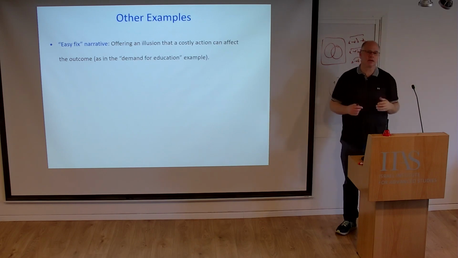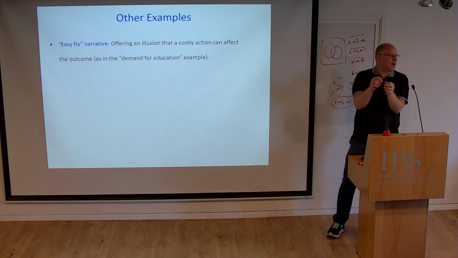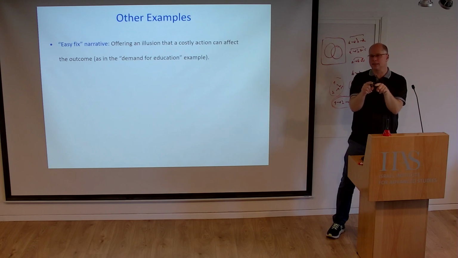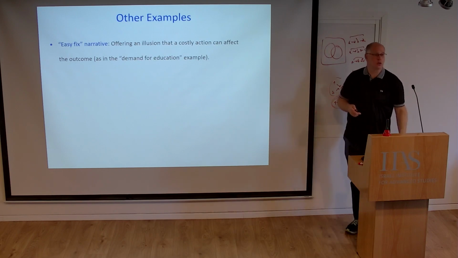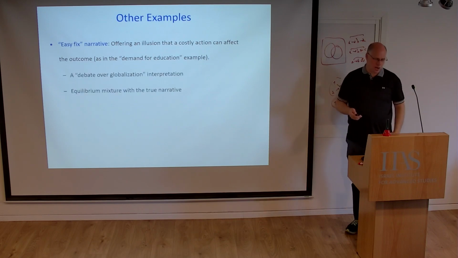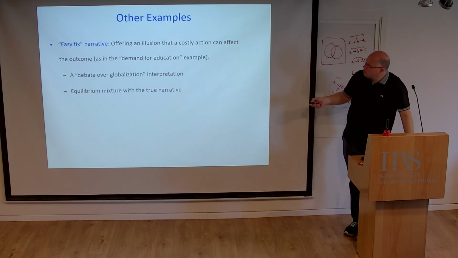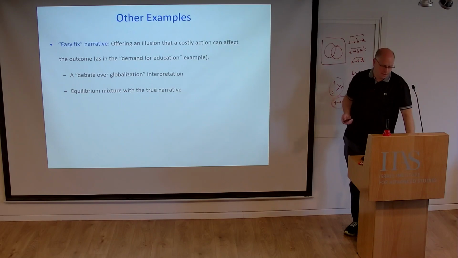But the easy fix narrative takes a symptom like trade balance and regards that as something that really causes the outcome, which is employment. And that's like an easy fix narrative. It's saying that the symptom, something that really is a symptom, you're claiming that it's a cause, and you can affect that cause with a policy. And so that is like the false narrative that offers an illusion that you could, with some costly action, affect the outcome. And indeed, in that example, we couch that story in the context of debates over globalization.